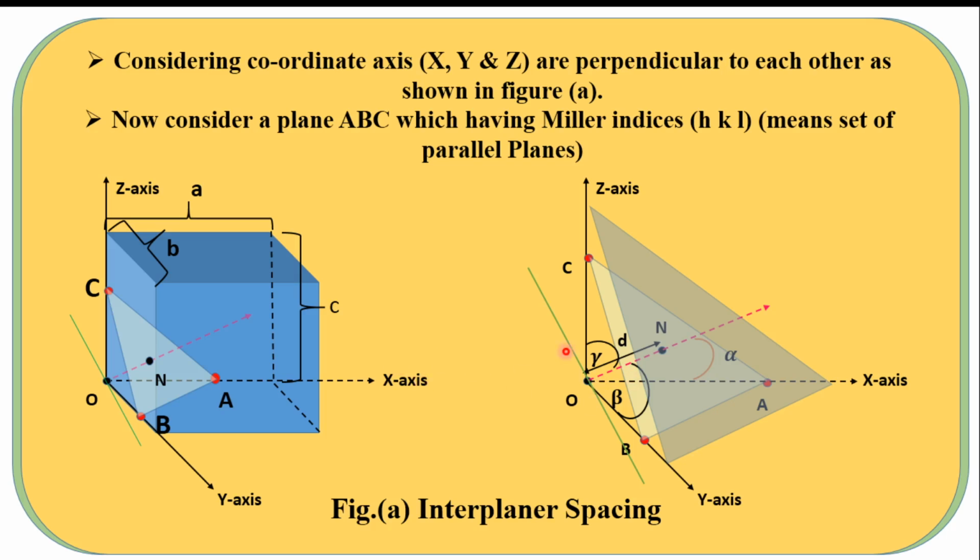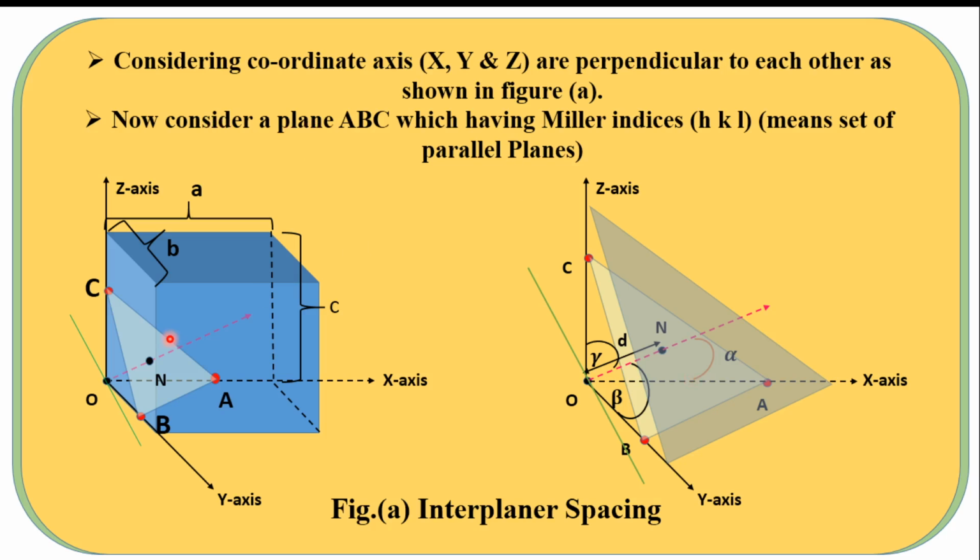For the sake of convenience, we have drawn three planes. This is one plane, this ABC is another plane, and this is the upper plane. All these three planes are parallel to each other. We just want to consider this one plane and the ABC plane, and the O to N distance is D. Similarly, from the second plane to the third plane, the interplanar distance is also the same. All these three planes are parallel to each other, and they have the same Miller indices.